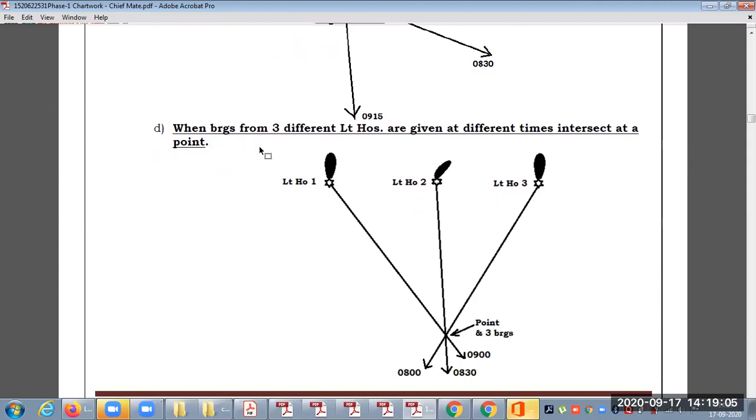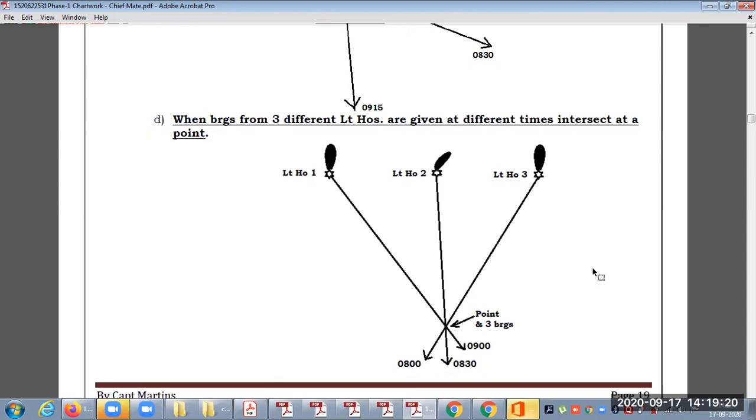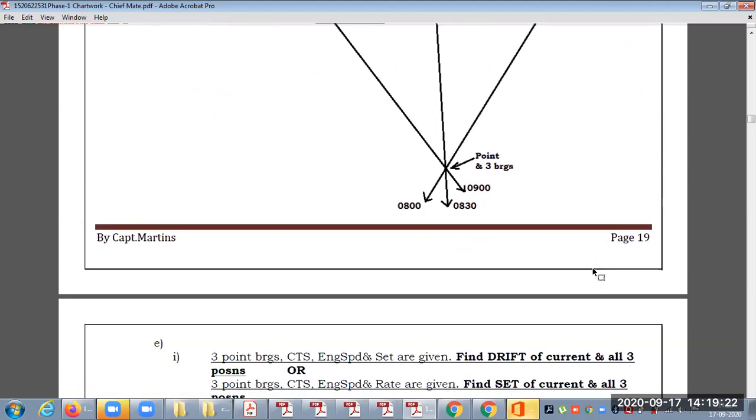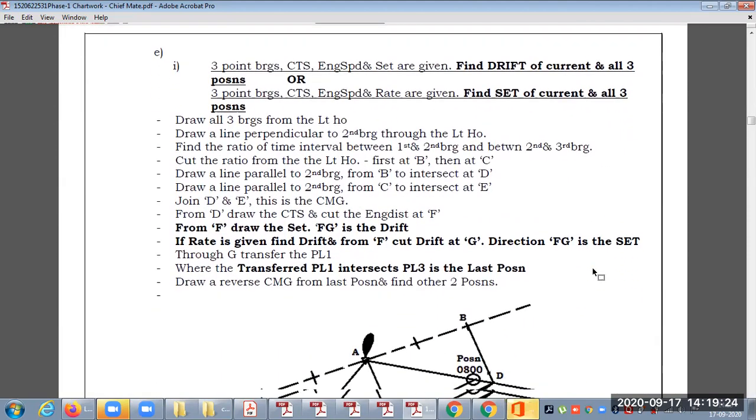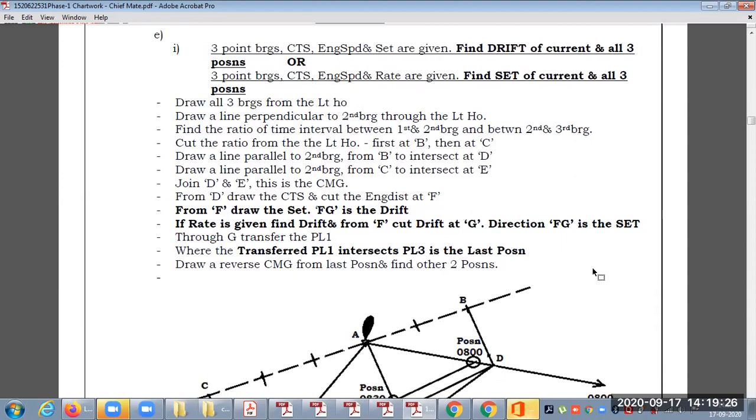When bearings from three different lighthouses are given at different times intersect at a point. So we have bearings from three different lighthouses, but they are intersecting at a point. So this way also we can work out with the 3-point bearing method. Now let's see what the method of the 3-point bearing method is.